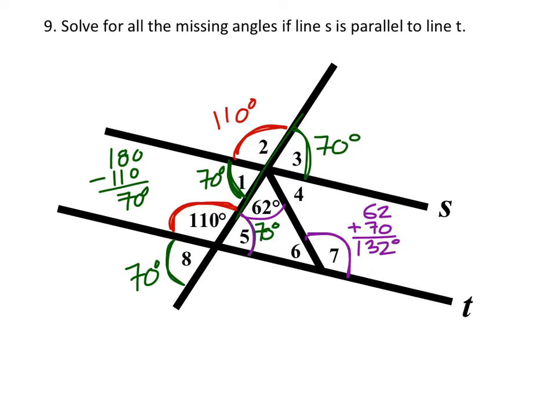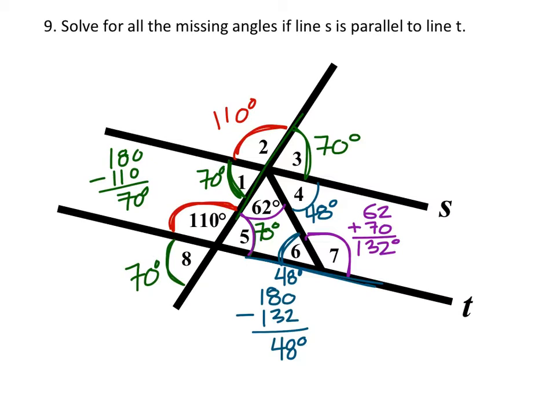Now we can solve for angle 6. Since I know angle 7 is 132 degrees and this is a straight angle, I can take 180 and subtract the 132, and I get 48 degrees. So angle 6 is 48 degrees. Finally, I got angle 4. Angle 4 and 6 are alternate interior, so it also is going to be 48 degrees.